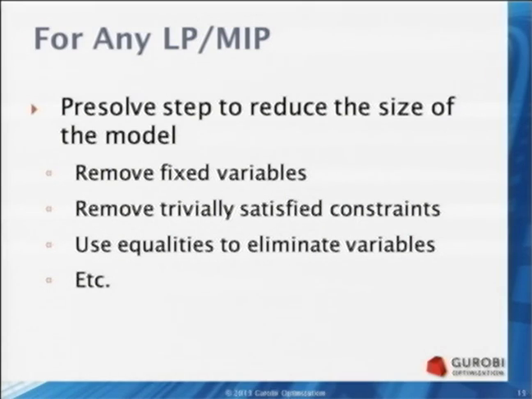Constraints that are trivially satisfied, those can be removed. Equalities. So if you have x equals y plus z, you may want to remove the variable x and just replace it with y plus z wherever it appears. So there's a list of pre-solve reductions. These are basically just logical reductions. You do them to simplify the problem, to make it smaller, so that the simplex or barrier algorithm has a smaller problem to work with. And then once simplex or barrier computes a solution, there's an un-pre-solve step where you take the solution to the pre-solved model and transform it to a solution for the original.